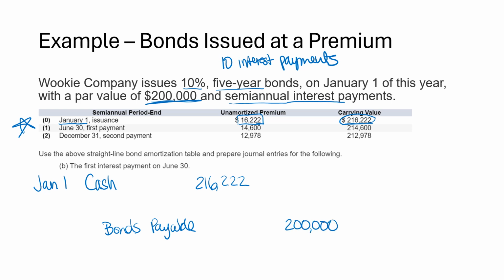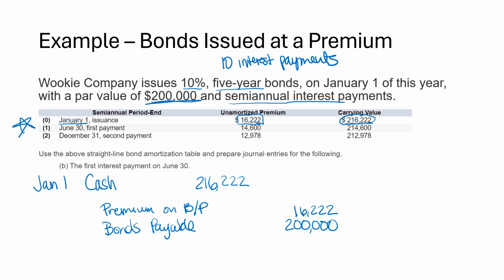And just by looking at this journal entry, you can tell, because it's out of balance, that there's going to have to be an additional credit of $16,222. That credit will be to the premium on bonds payable account. And I'm going to abbreviate bonds payable. So that's the journal entry at issuance.